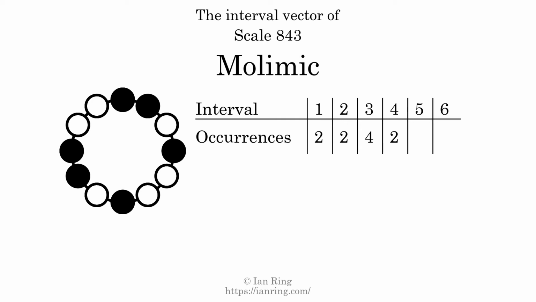There are 2 intervals with the size of 4 semitones. They are here and here. There are 3 intervals with the size of 5 semitones. They are here, here, and here. There are 2 intervals with the size of 6 semitones. They are here and here. Each interval does not appear in this scale a unique number of times, so this is not a deep scale.